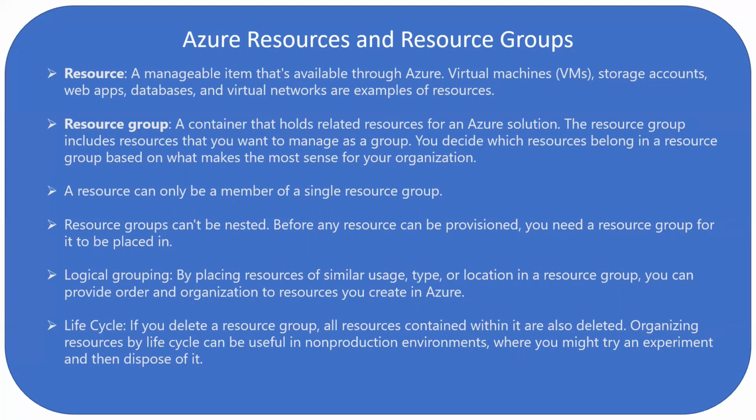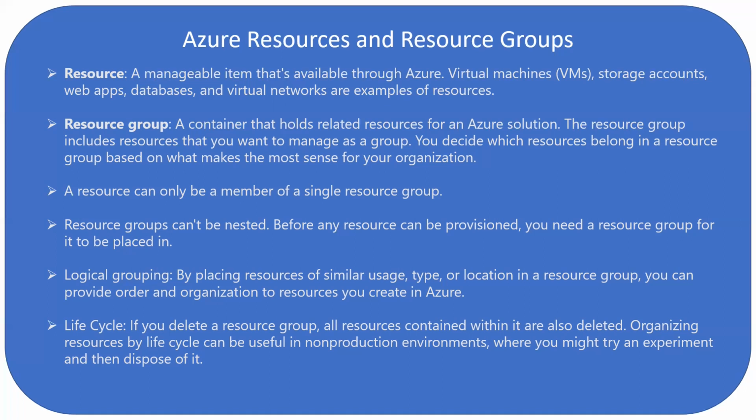So one is logical grouping. By placing resources of similar usage, type, or location in a resource group, you can provide order and organization to resources you create in Azure. So this is one way in which you can group similar resources together. It's logical grouping. You can group them in a resource group based on their usage, type, or location.